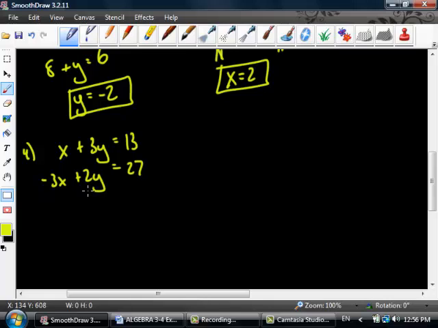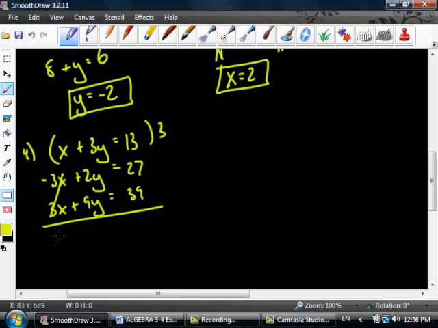Who knows what the first step in this problem is? Javad. Multiply the top by 3. I would say we should multiply the top by 3. That way we can eliminate x, right? That's going to get out of there. We got 11y equals 66 again? Okay. Y equals 6.